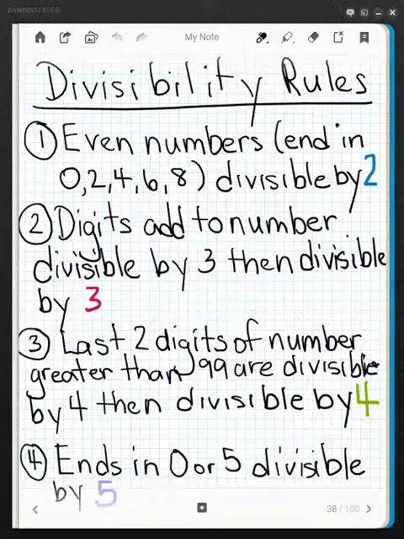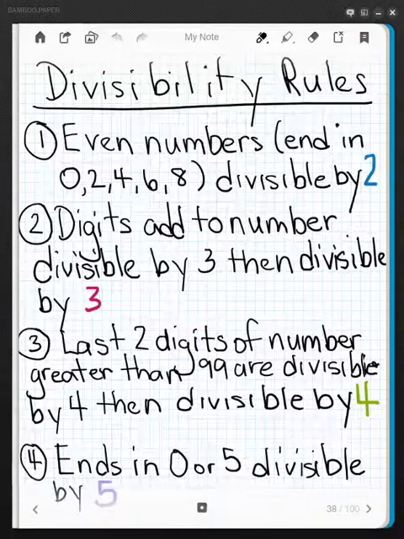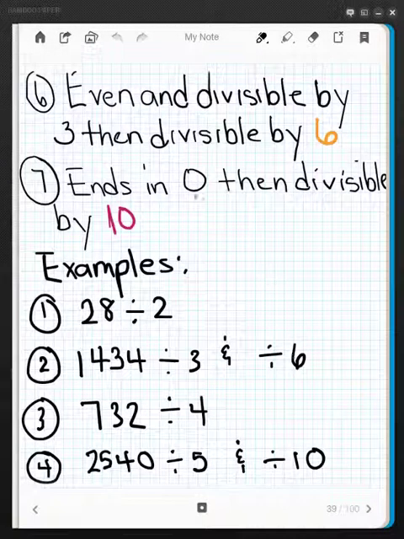So first of all, you should know that any even number is going to be divisible by 2. An even number ends in the digit 0, 2, 4, 6, or 8. If the digits in a number add to a number divisible by 3, then the number is divisible by 3. If the last two digits of a number greater than 99 are divisible by 4, then the number is divisible by 4. If a number ends in a 0 or 5, it's always divisible by 5. If a number ends in 0, it's always divisible by 10.